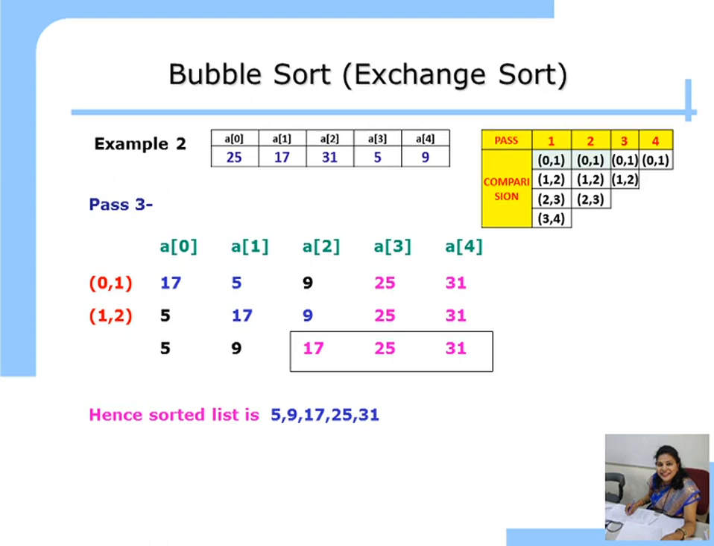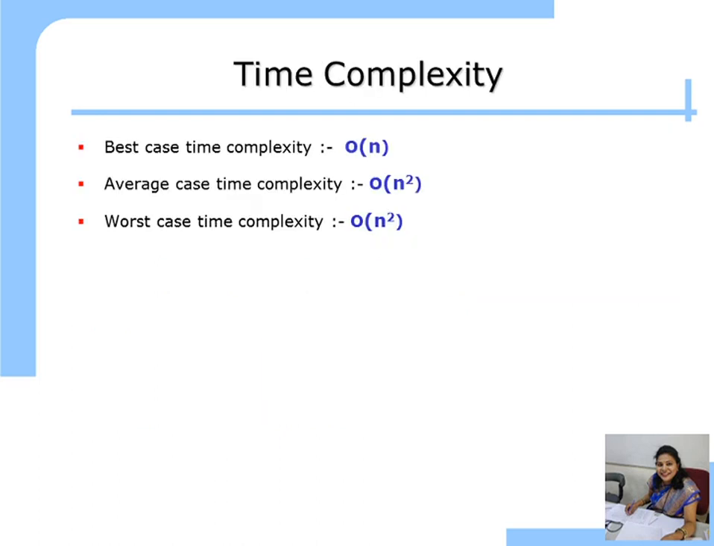So, maximum you can require 4 passes means what? You can require 1 pass, 2 passes, 3, or 4. Maximum we will require 4 passes. For this sum, we require only 3 passes. Till now we have seen 2 examples of bubble sort. Now we will see the time complexity.